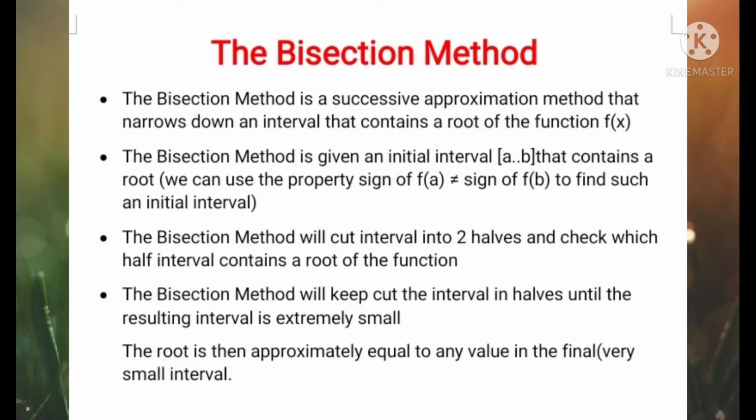The bisection method will cut the interval into two halves and check which half interval contains a root of the function. The bisection method will keep cutting the interval in halves until the resulting interval is extremely small, and the root is then approximately equal to any value in the final, very small interval. Next, we have here an example of a bisection method.